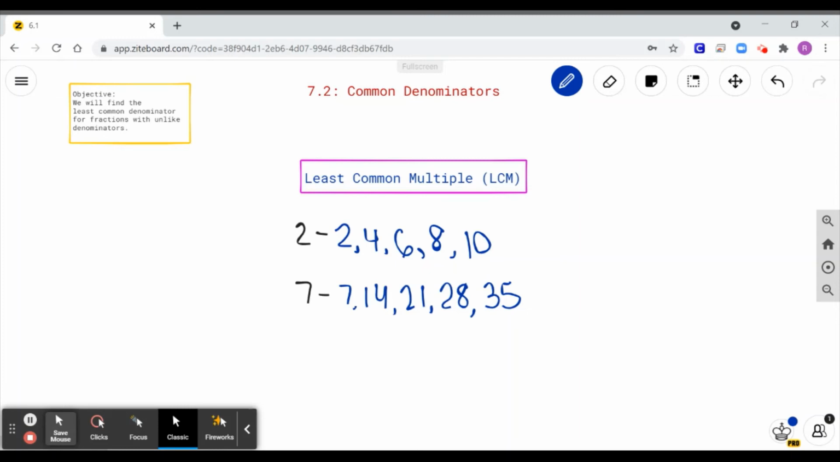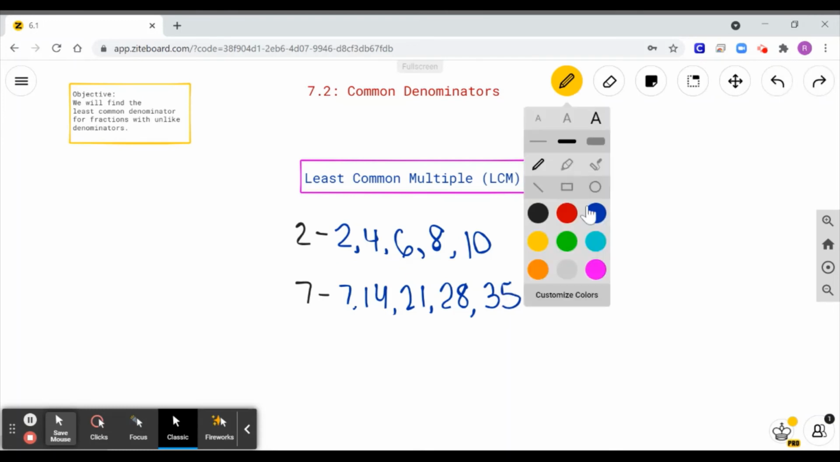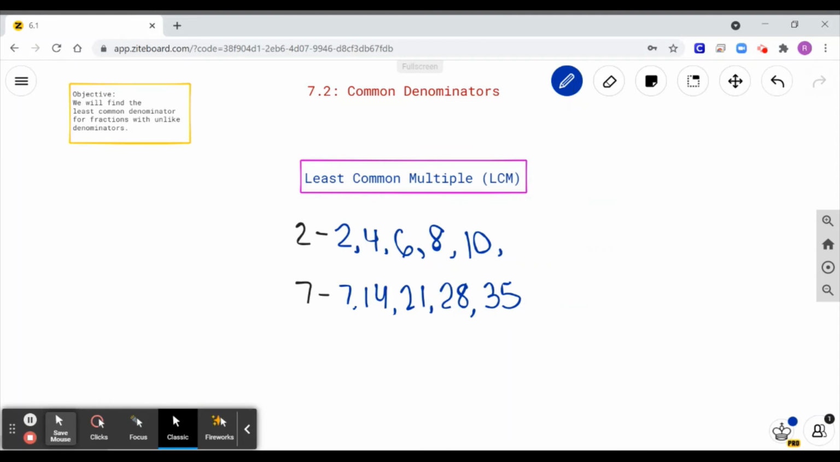But I don't need to keep going for both, because my multiples of 7 go all the way up to 35. So what I'm going to do is keep that one where it is, the first 5, but I'm going to continue with my list of multiples of 2 because it only goes up to 10. Okay, so I'm going to keep going and see if I can find anything that they have in common. So after 10, I would put 12, then comes 14, 16, 18, and 20.